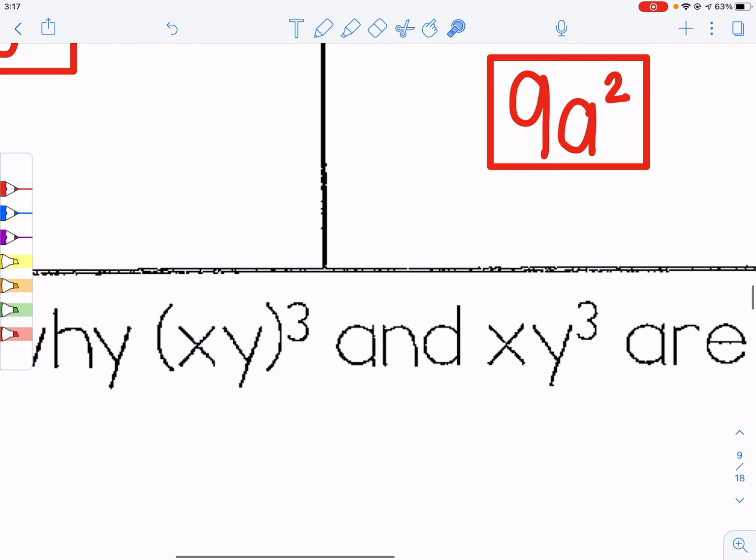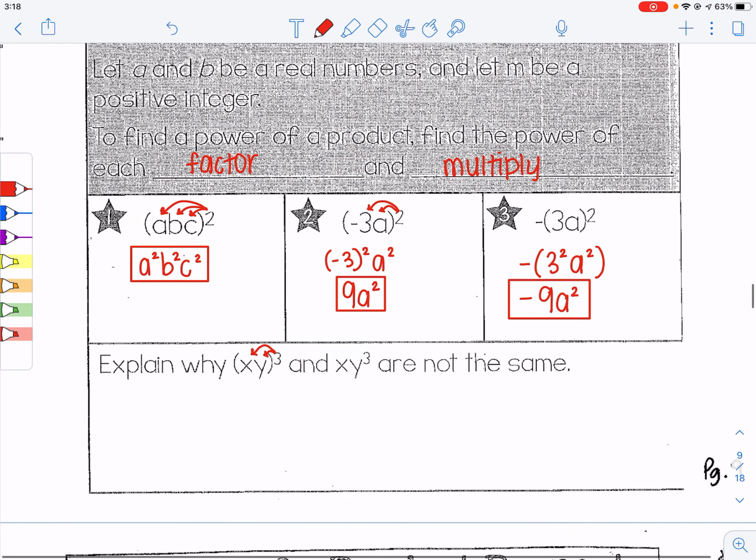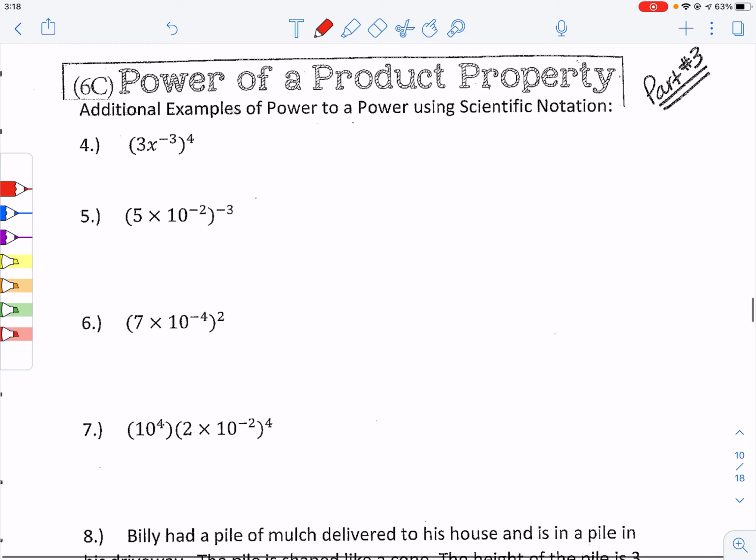Okay, all right. Lastly, the problem with this is they did not distribute that exponent to the factor of x. So it should be x to the third instead of just xy to the third. All right, and then the other part of this, part 3, is just doing the same thing. Some of them are simplifying and some of them have some scientific notation problems for us.